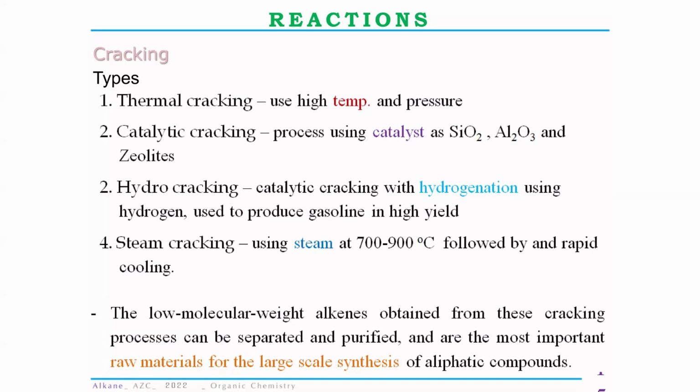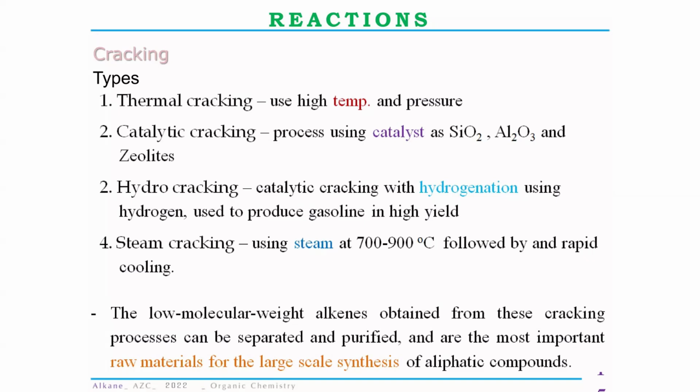So in catalytic cracking, we use a catalyst, and in hydrocracking, it's like catalytic cracking with hydrogenation, using hydrogen to produce gasoline in high yield. So this hydrocracking is like a catalytic cracking that uses a hydrogenation reaction, that is, addition of hydrogen, to produce gasoline of high yield.